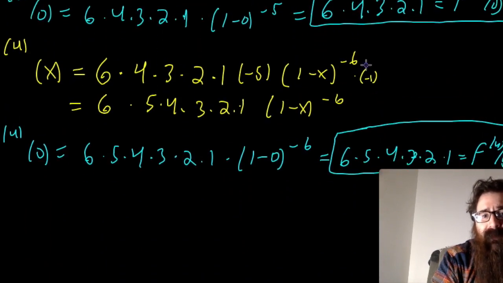So I think it helps maybe to even look at these last two together. I notice here I have a 6 and I have 4 times 3 times 2 times 1. I could think of that sort of as a 4 factorial.